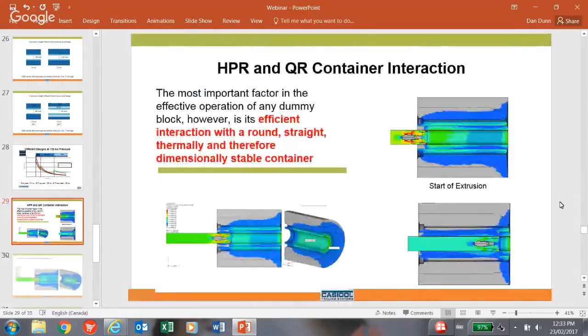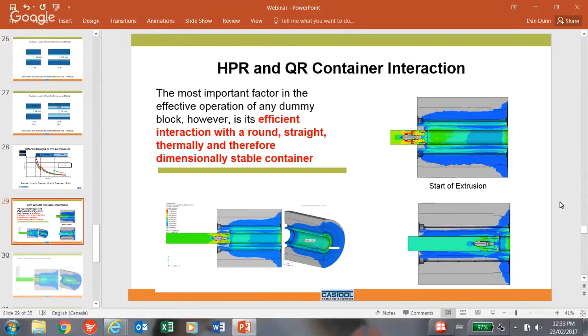When we look at these higher pressure containers, we can't help but look at the dummy block and container interaction. One of the 2 papers that Castool published in ET this year was the container and dummy block interaction. If you go to our website and you look under publications, you'll see that paper. It's a very good read and worth a download.